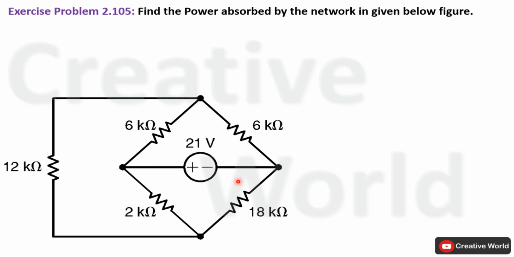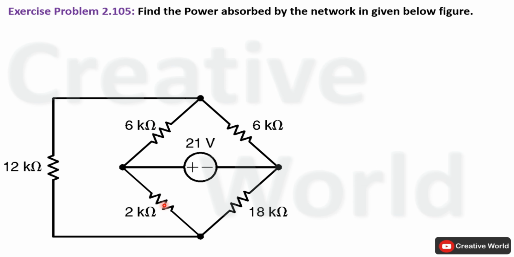First of all, we will find the equivalent resistance of this complete network. The voltage source value is given, so we will use the power formula, that is V square divided by R. In place of R, we will place the total resistance of the network, so we will be able to calculate the total power absorbed by the network. Before that, we have to find the equivalent resistance of this complete network. For that purpose, we will start from here.